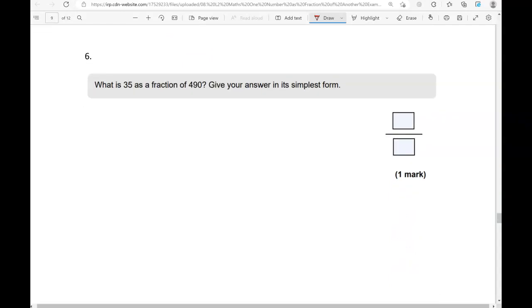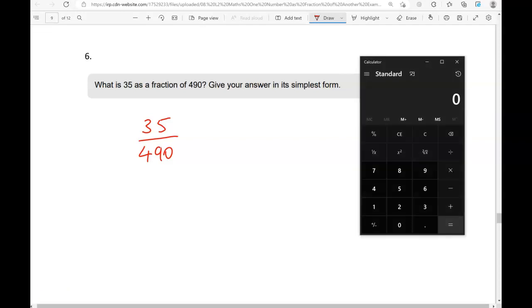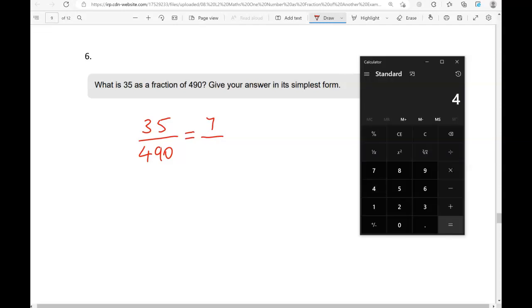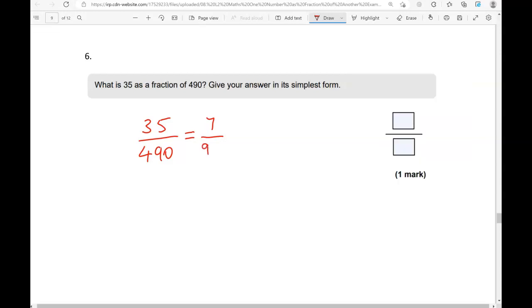What is 35 as a fraction of 490? As 35 ends in 5 and 490 ends in 0, they can both be divided by 5. So 35 divided by 5, we know the answer to that, and it's 7. 490 divided by 5 gives us 98.